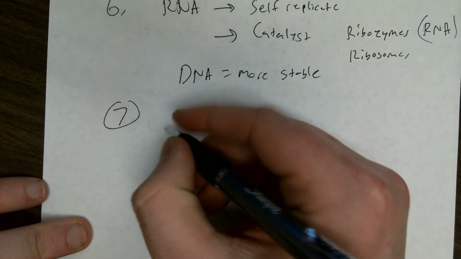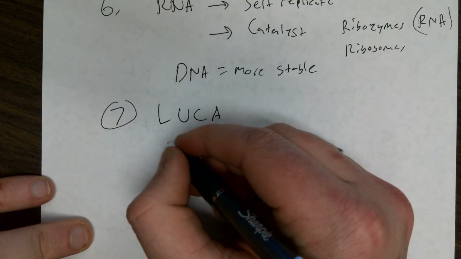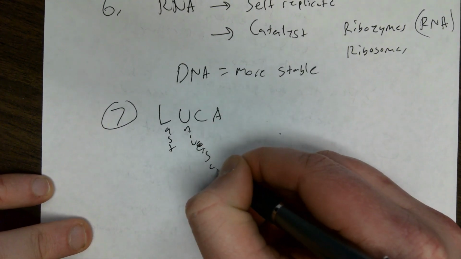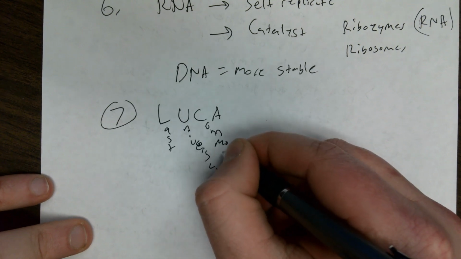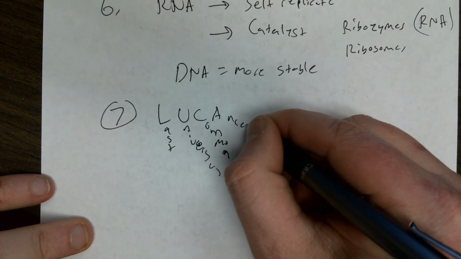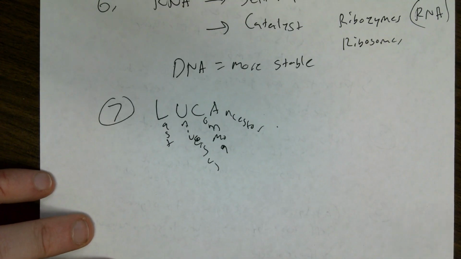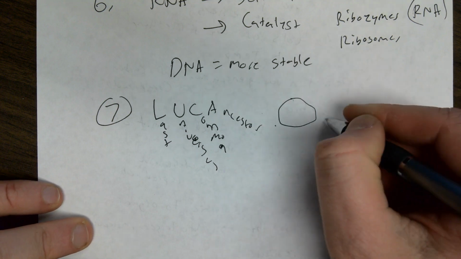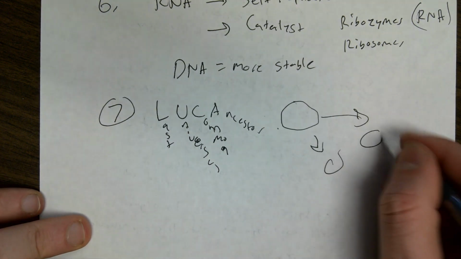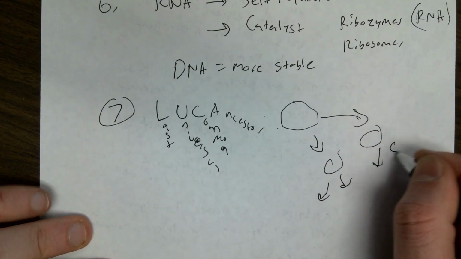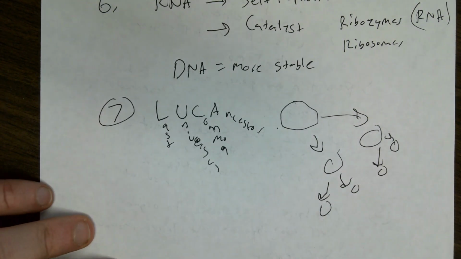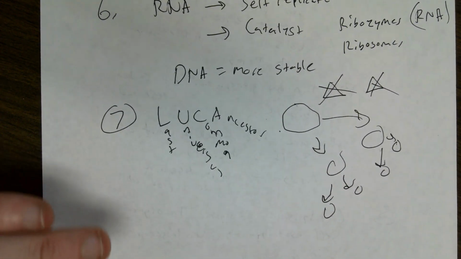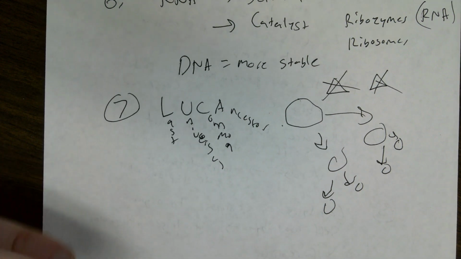7. Luca, our last universal common ancestor. What is Luca? Well, Luca is more of like a hypothetical. It's not like a real thing, really. It's some sort of proto-cell that gave rise to all other living cells that are left. Were there other ones around at the same time as Luca? Probably, but for whatever reason, they didn't survive, and Luca did, because he outcompeted them. So natural selection is the answer.